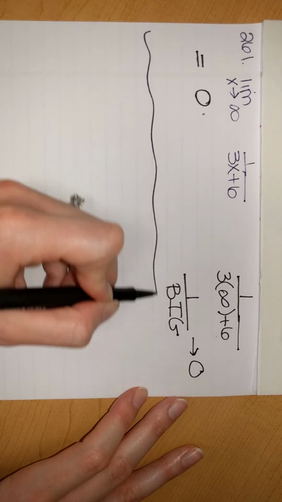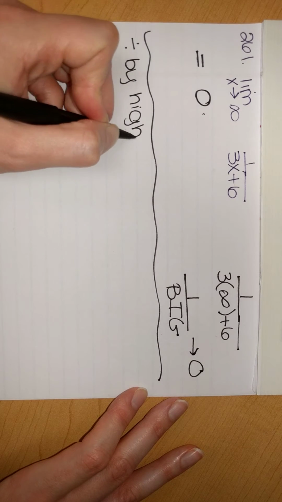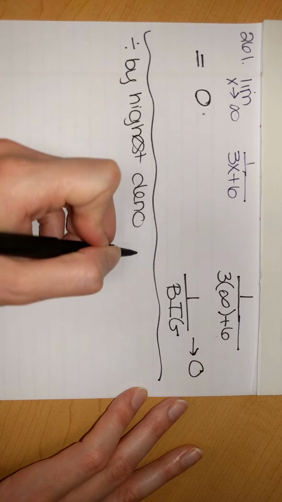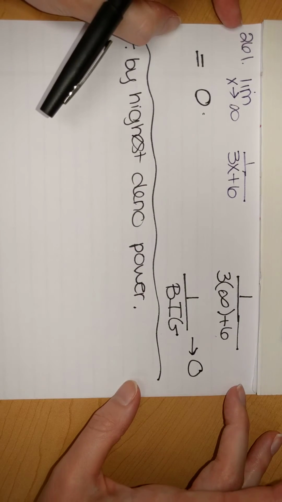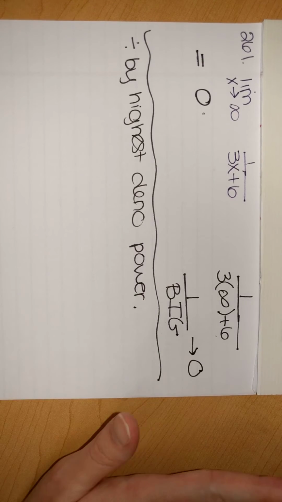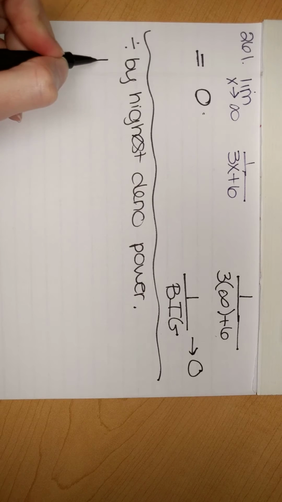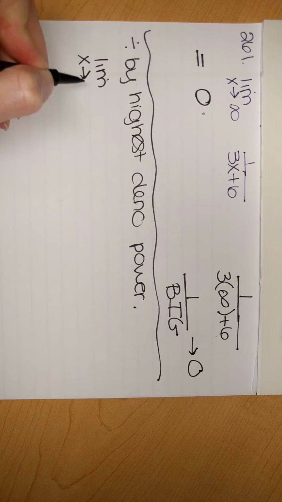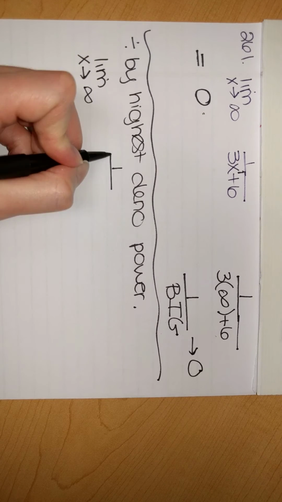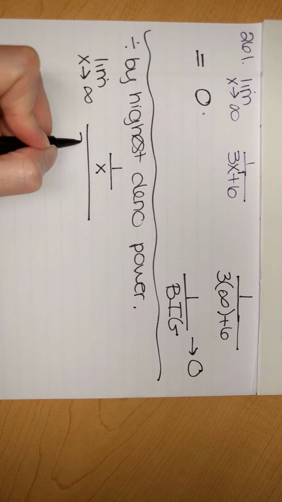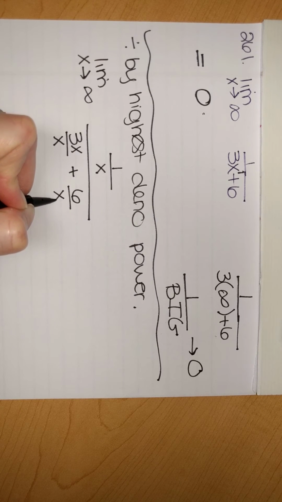Now, another way that you could do this is you could divide by the highest power in the denominator. There's nothing wrong with just plugging in, you get 0, you're good to go. But if you want a method that's always going to work forever and a day, you could divide by the highest power in the denominator, which in this case would be x to the first. So you would have 1 over x over 3x over x plus 6 over x.